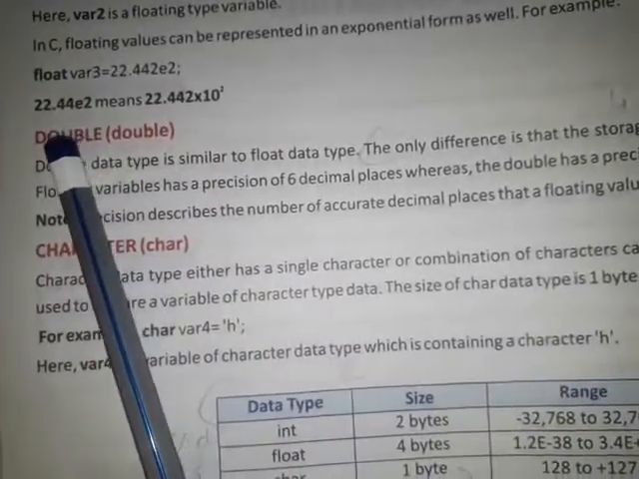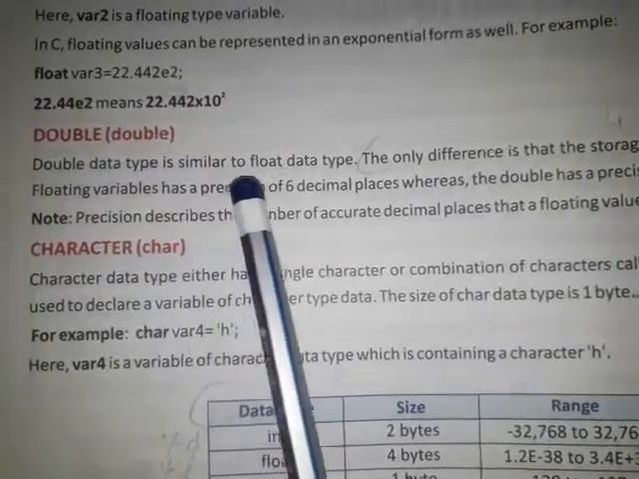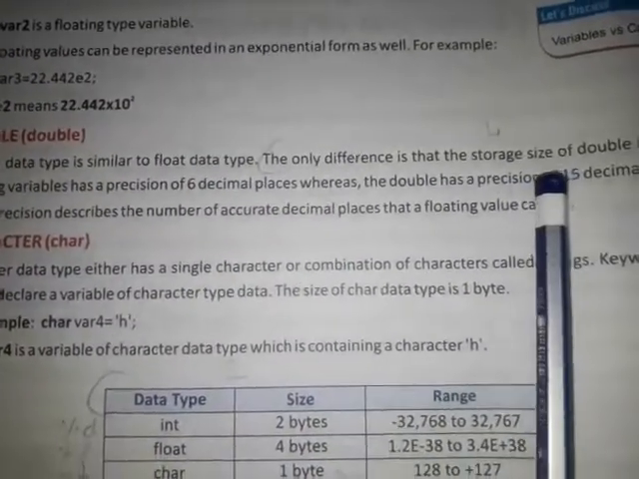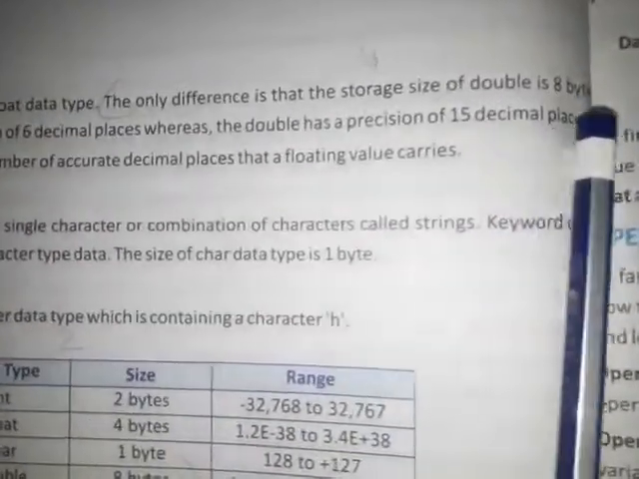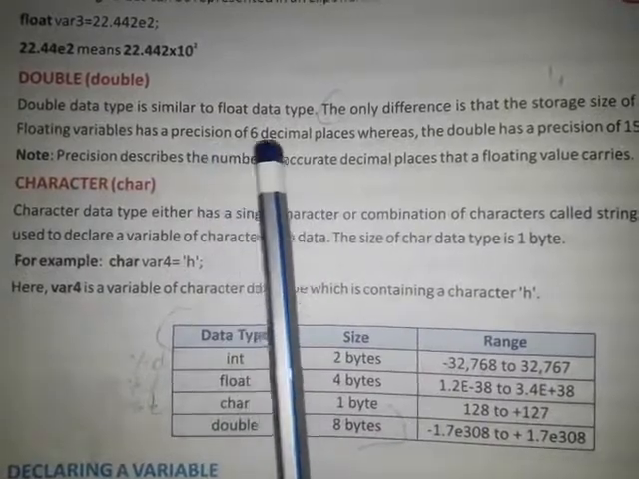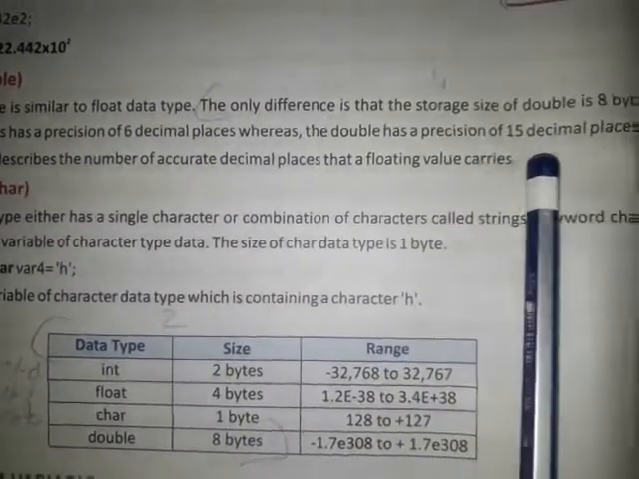Double is another data type which is going to store large values. Double data type is similar to float type. The only difference is that the storage size of double is 8 bytes. Float has the precision of 6 decimal places, whereas double has the precision of 15 decimal places.